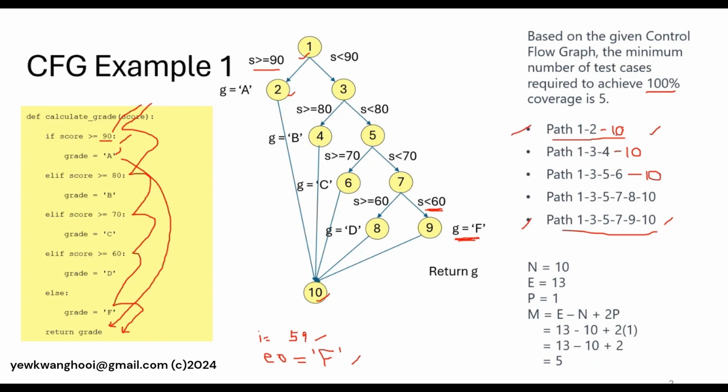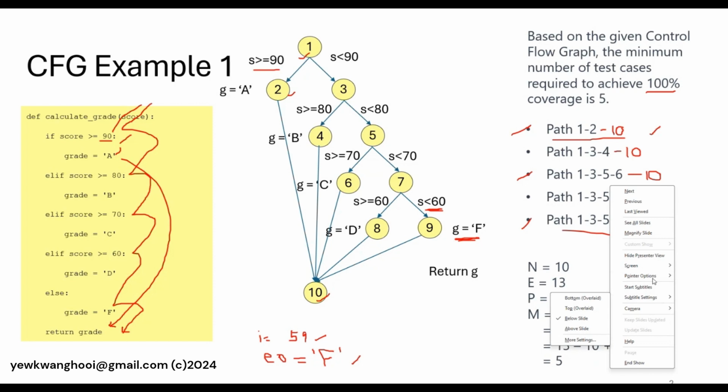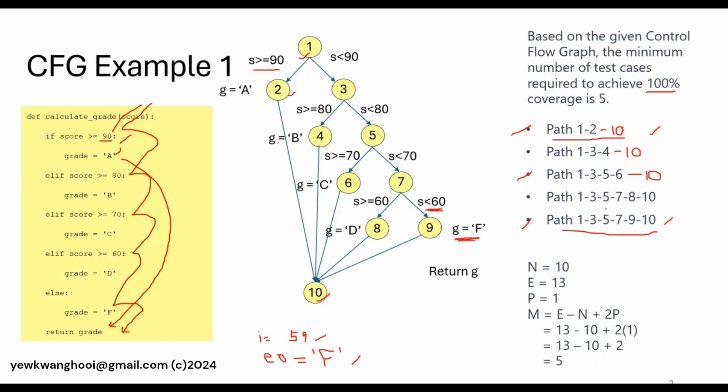Test case number 1, I use 99. Test case number 2, I use 59. Now, if I just ask you to figure out how do I test path 1, 3, 5, 6, 10. Okay, let me use another color of my pointer. I use green. Okay, let's try 1, 3, 5, 6, 10. What is the input and what is the expected output? Because we want to prepare the test case, right? So we already have 2 test cases. Now this is the third test case.